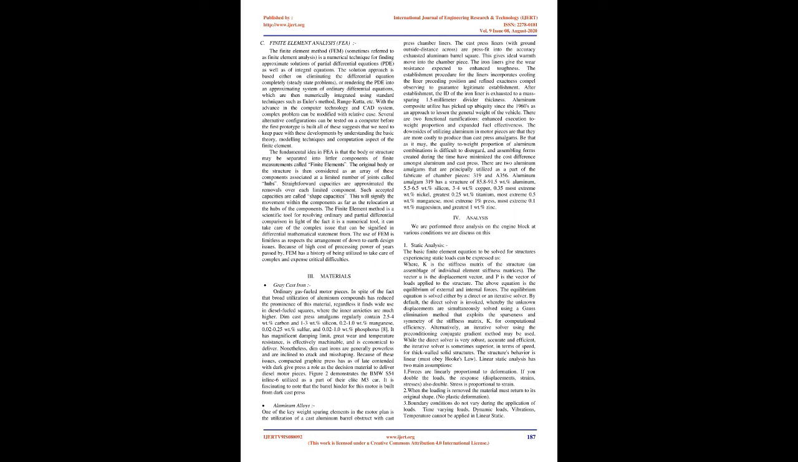The fundamental idea in FEA is that the body or structure may be separated into smaller components of finite dimensions called finite elements. The original body or structure is then considered as an array of these components connected at a limited number of joints called nodes. Simple functions are approximated for the displacements over each finite element. Such assumed functions are called shape functions. This will signify the movement within the components in terms of the displacement at the nodes of the components.